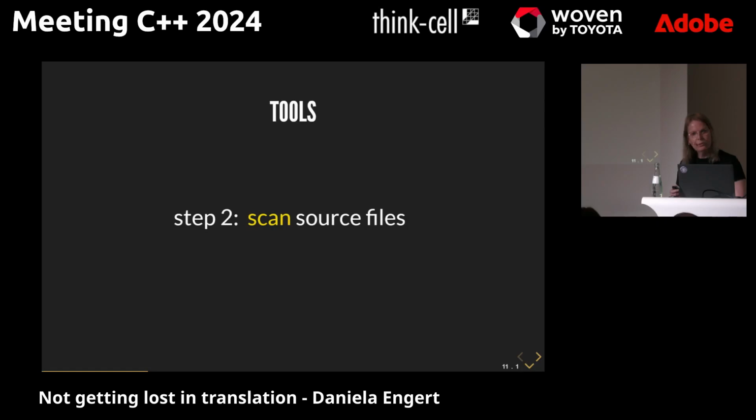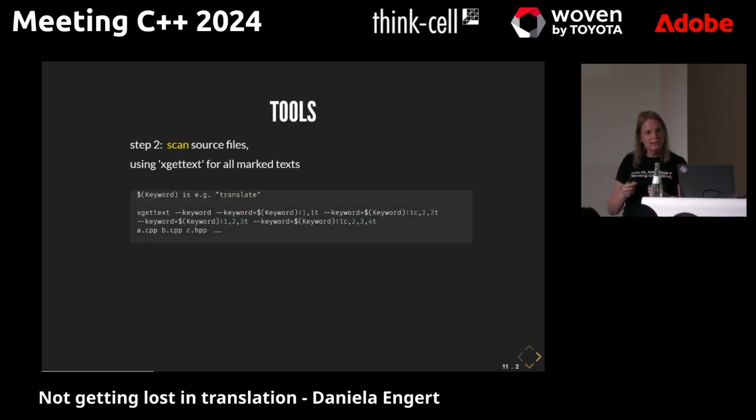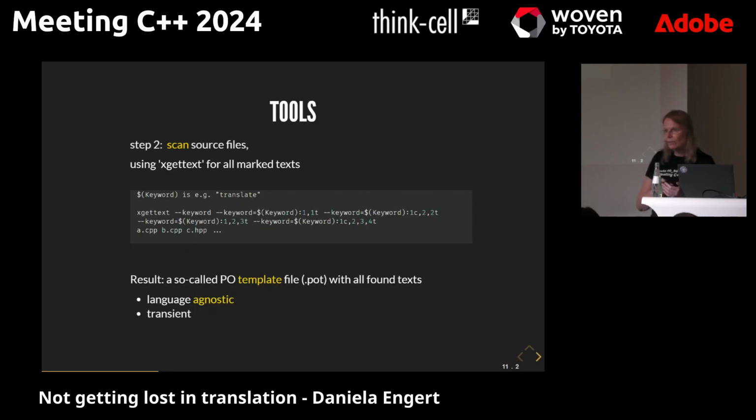And you have more tools. One of them scans our source files. You have a collection of them. You say which prefixes or markups you use in your source code. And the output of this scan process of all your source files is then a file called a PO file, which is language agnostic and is a transient kind of thing. Every time you scan your sources, you get such a file.